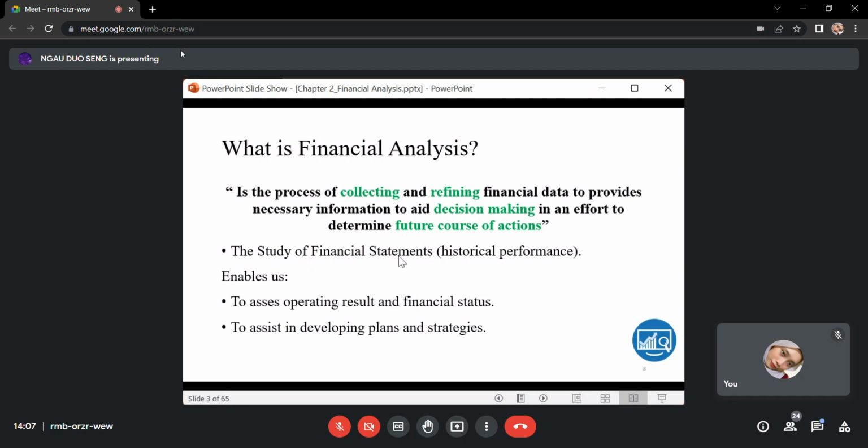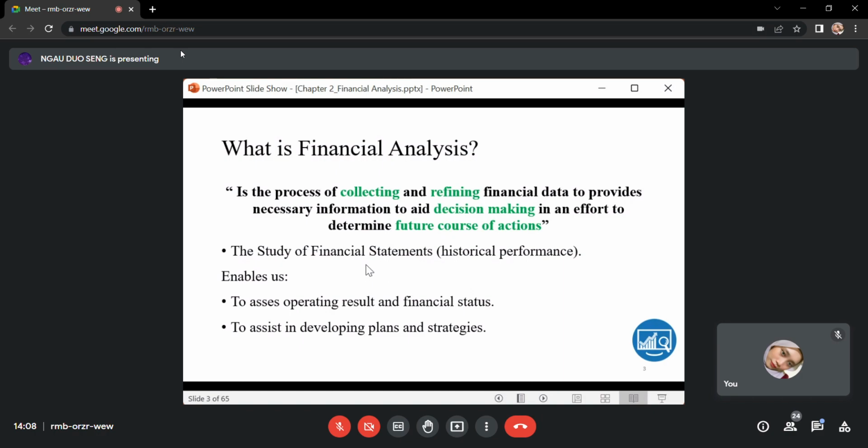With financial statements, we check the profit of the company, right? Kita nak tahu keuntungan, right? So we refer to the financial statements. It is historical data, which when we refer to financial statements, it has already happened, right? Sudah berlaku.